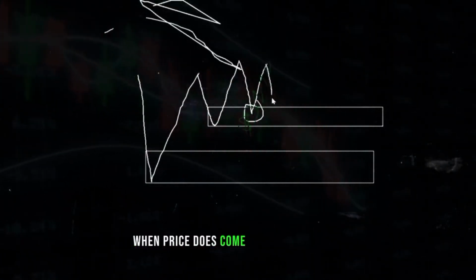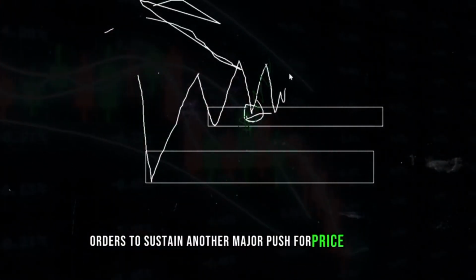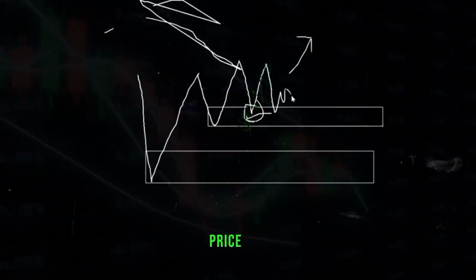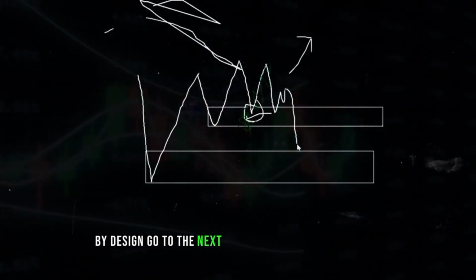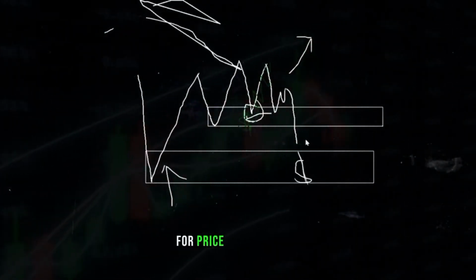When price does come back to this level, there are not enough orders to sustain another major push for price to go up. So price will, by design, go to the next level where there is liquidity, which would be your initial point of interest, for price to react from.